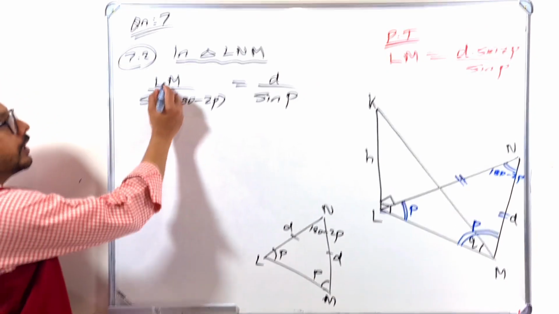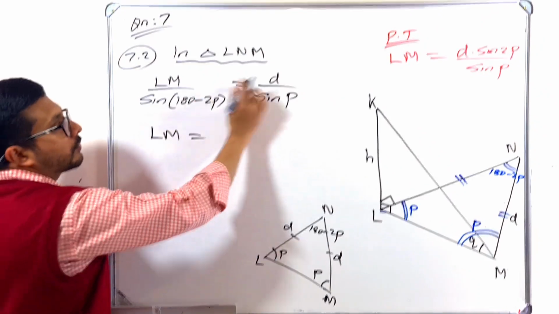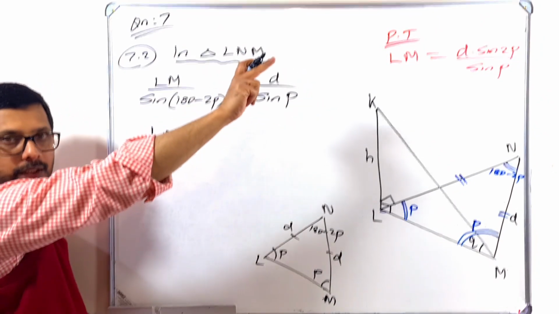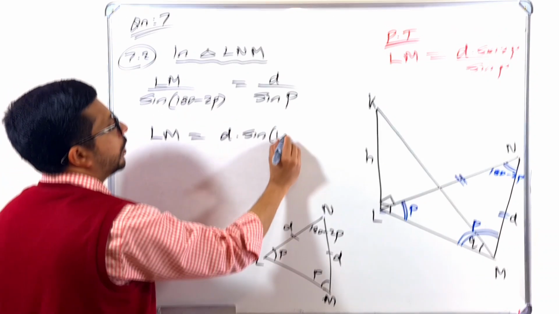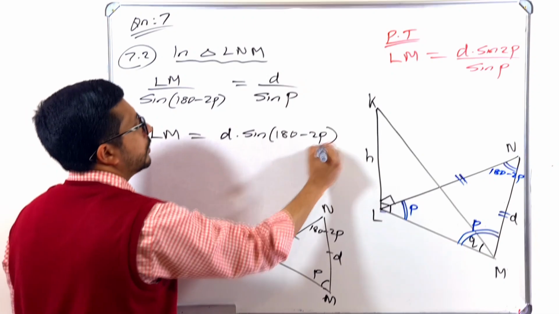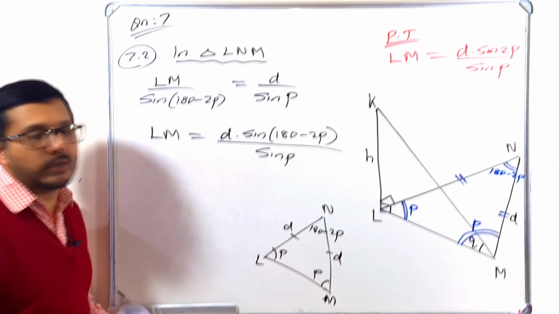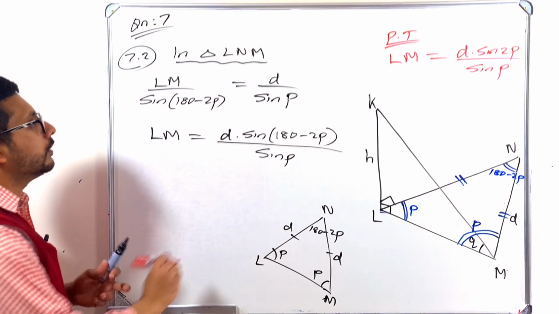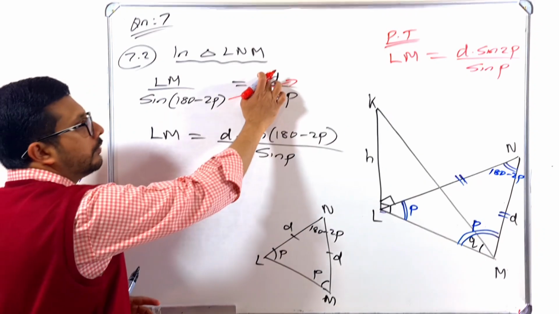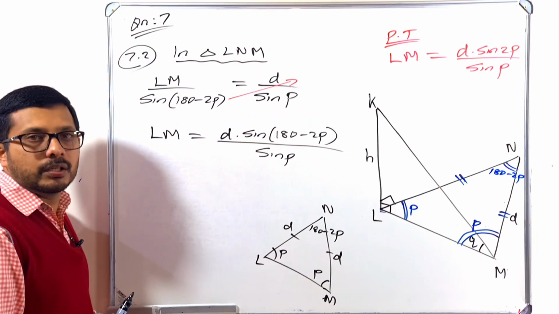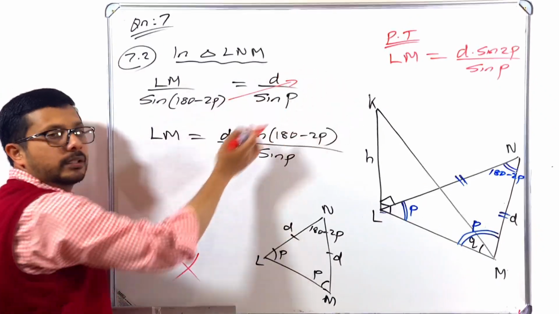Okay, so now from here, what is LM? You have to cross multiply this one. This LM will come here by cross multiplication. So it is d times sine of 180 minus 2p divided by sine p. What I did is I cross multiplied this one to that side, and I leave the d and sine p there. Instead of cross multiplying like this, you can cross multiply only this one to that side.